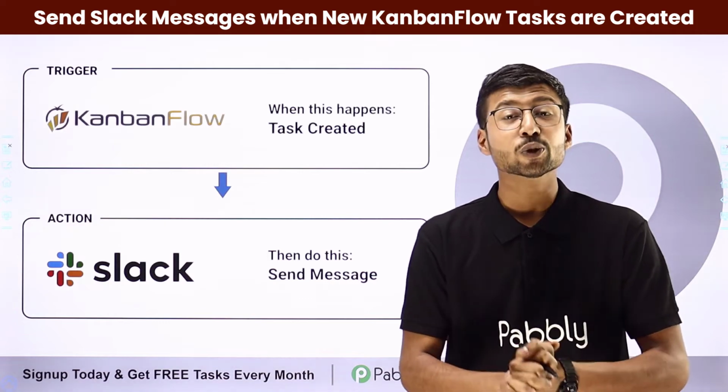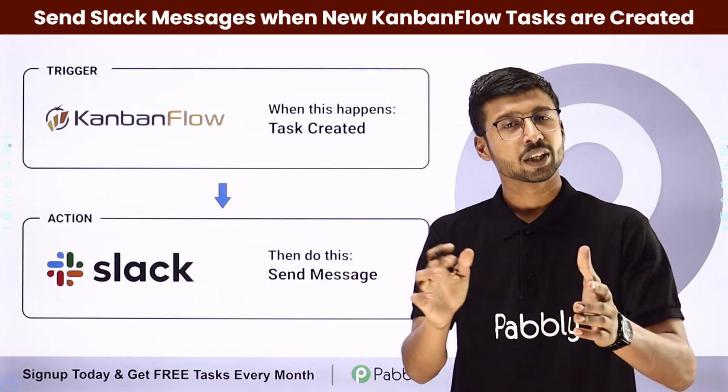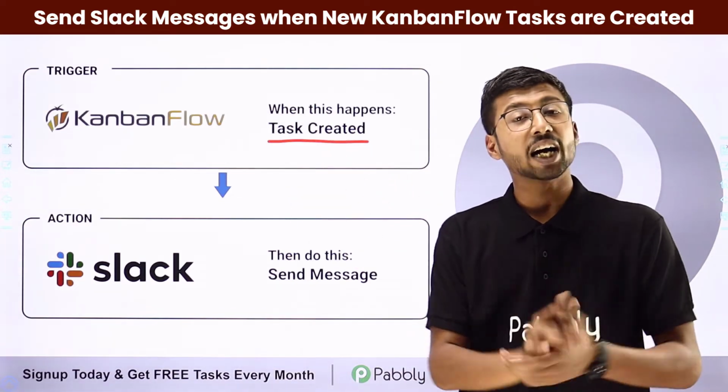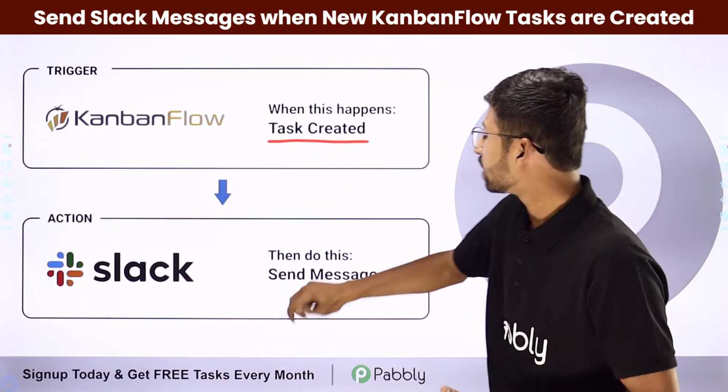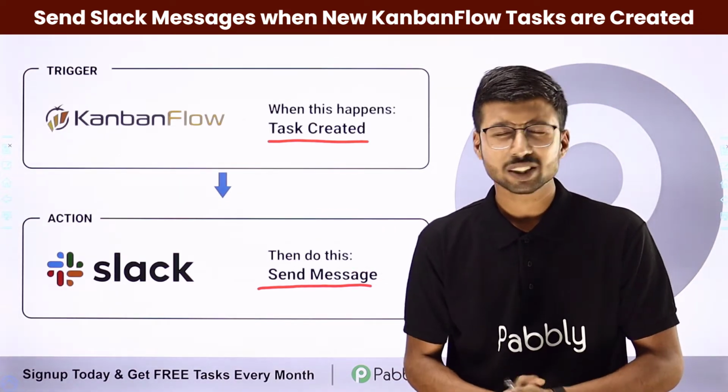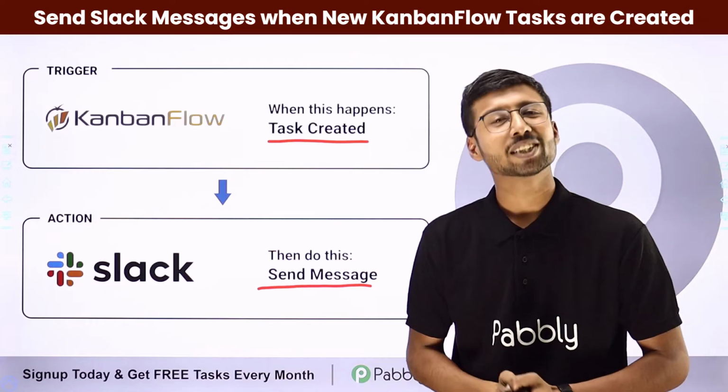Now guys, let me tell you, you can completely automate this process. The trigger of this automation will be creating a new task in KanbanFlow, and the action will be sharing the same task details as a channel message on your Slack channel. Now guys, how can you set up this automation? To know this, you have to come with me to my screen.